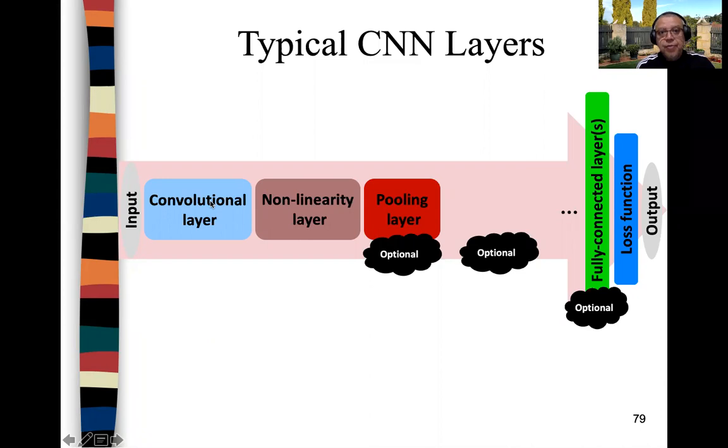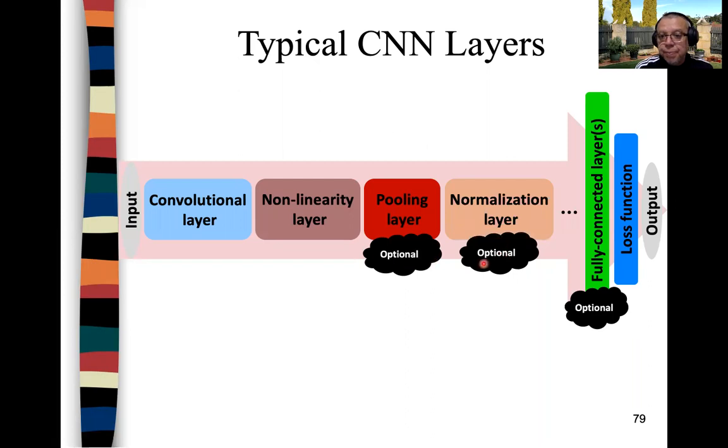So far we've seen the convolutional layer. We talked about the different types of convolutions and so on. Talked about the nonlinearity layer, the sigmoid, the ReLU, and we talked also about the pooling layer, for example, the max pooling. Now we talk about the normalization layer.